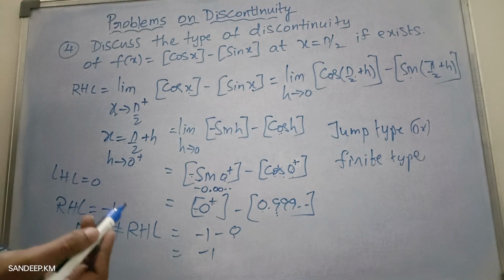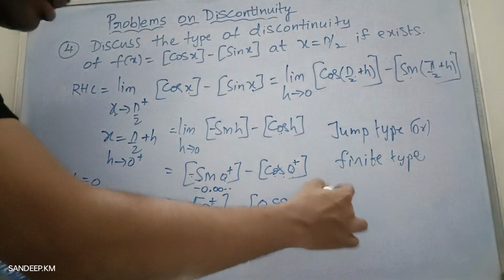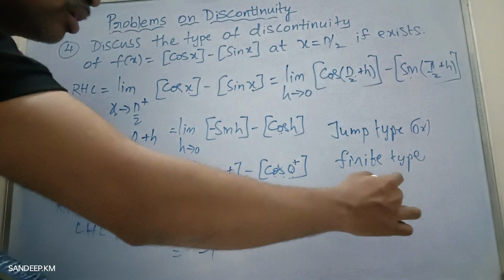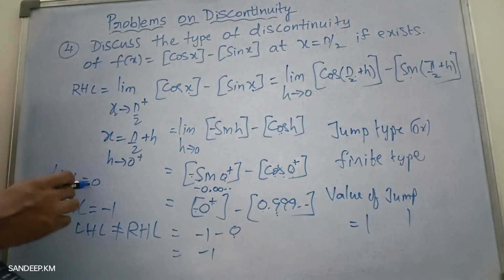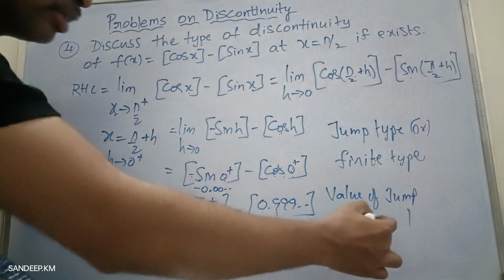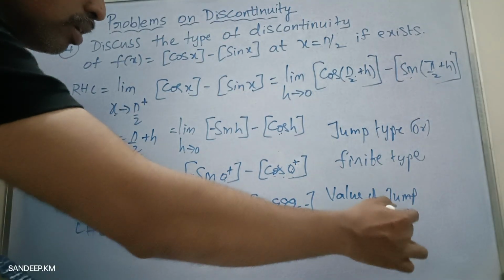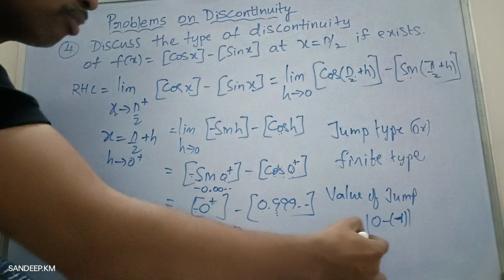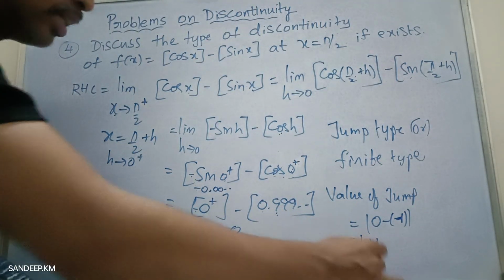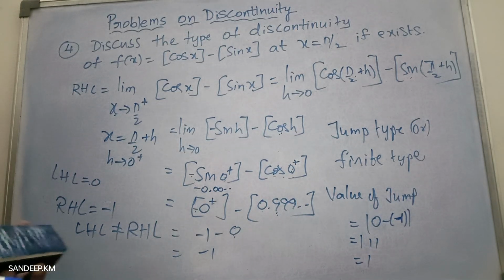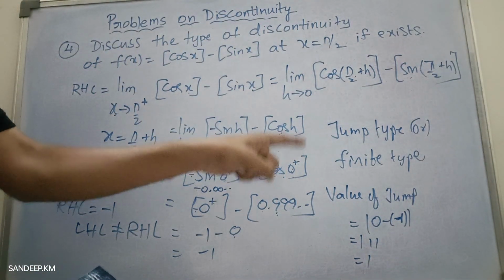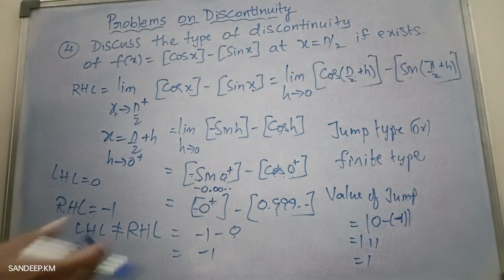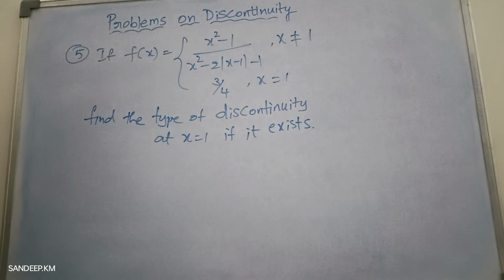And sometimes they will also ask us to find the value of jump. The value of jump is modulus of LHL minus RHL. So you will get a modulus of 1, which is nothing but 1. The value of jump is 1. Okay now. So the function has finite type discontinuity at x is equal to pi by 2 and the value of the jump is 1. So let us discuss one more problem.